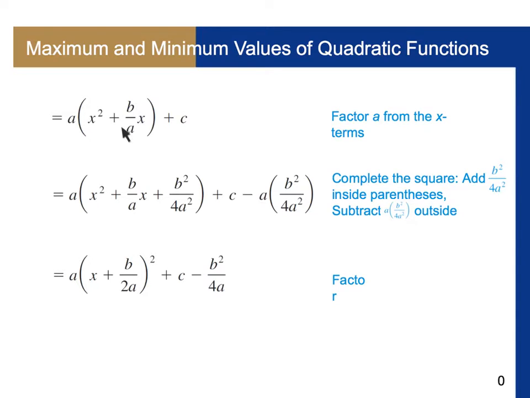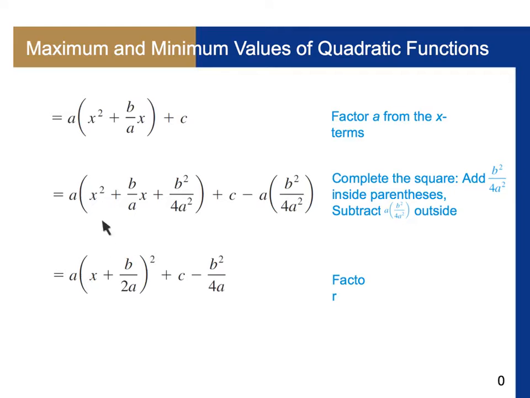So when we do that, we're going to have b over a times x. And then once you factor the a out, to make this a perfect square, we're going to take half of that b over a, the x coefficient, and square it. So that's b over 2a. And when you square b over 2a, you get b squared over 4a squared. So that's where that comes from here. And then our c is still out here. And then what we really did was add an a times b squared over 4a squared. So we have to subtract it back out here.